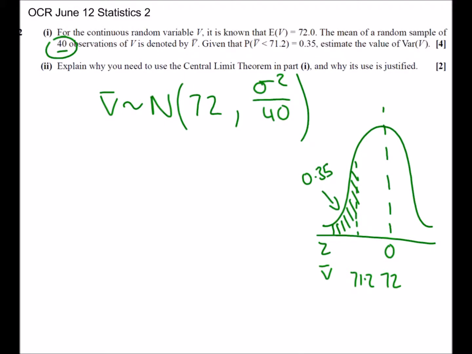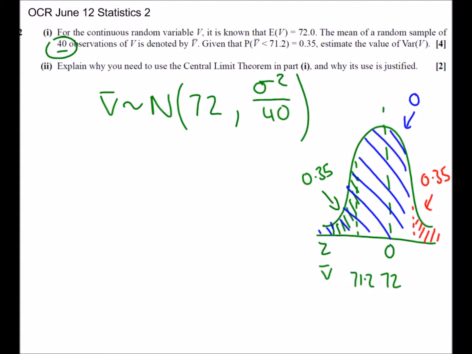Unfortunately, we can't find numbers on this side of our graph, so I'm going to have to look at the equivalent area on the other side. So this area is also going to be 0.35, but we can't look up 0.35 on our table either. So what we need to do is have a look at the rest of the graph. So this bit which I'm shading in blue, all of the rest of the graph that wasn't that red bit of area. We know that the total area is going to add up to 1, so this must be 0.65. So now I'm going to try and find 0.65 on my table.